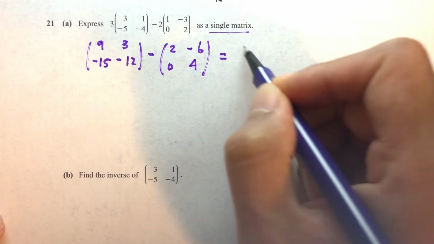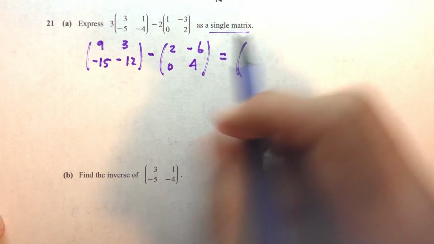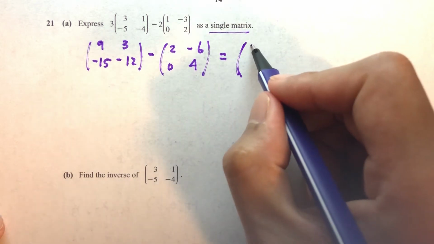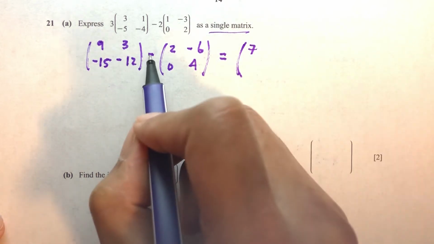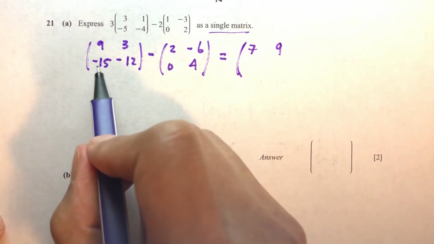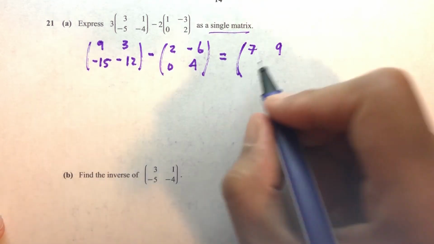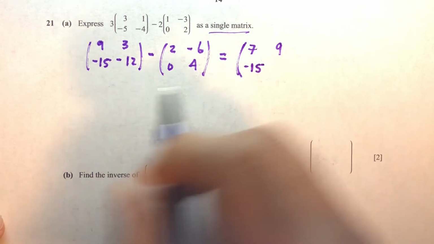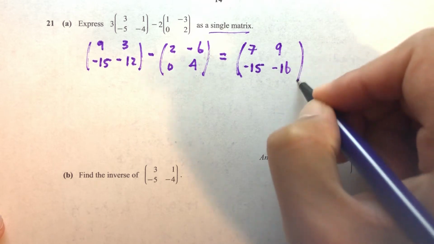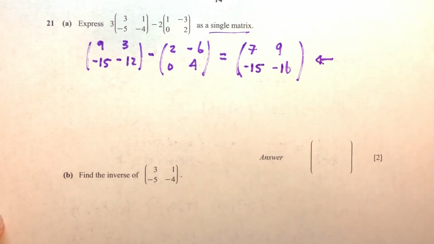So now we have to subtract the corresponding terms. 9 minus 2 is 7. 3 minus minus 6 will be 3 plus 6, which is 9. Minus 15 minus 0 will be minus 15. Minus 12 minus 4 will be minus 16. And that is your answer for part A.